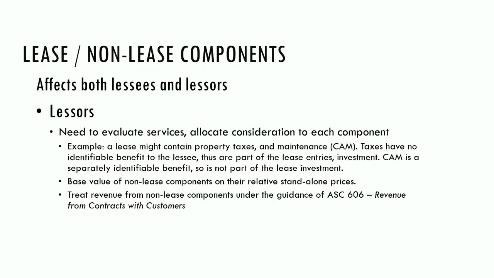On the lessor side, again, the same thing. We need to evaluate the services and allocate consideration to each component. And again, it talks about a lease that may have property taxes and CAM. Again, the taxes have no identifiable benefit to the lessee, therefore they're part of the lease entries, part of that investment. The CAM is a separately identifiable benefit, so it is not. In the case of the lessor side, because this is revenue, it now falls under the guidance of ASC 606, revenue from contracts with customers, which is the new standard that has just come out for revenue recognition.